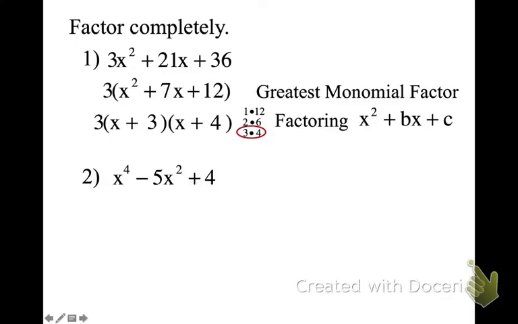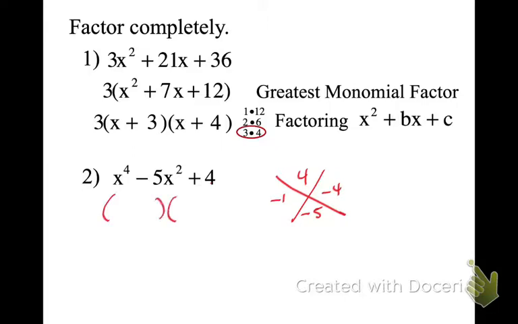Okay? Next one. Is there a GCF? No. So it looks like it's just trinomial factoring. So we're going to say what multiplies. It doesn't look like a perfect square. First one's a perfect square, last one's a perfect square, but the middle term is not double. So what multiplies to 4 and adds to negative 5? How about negative 4 and negative 1?